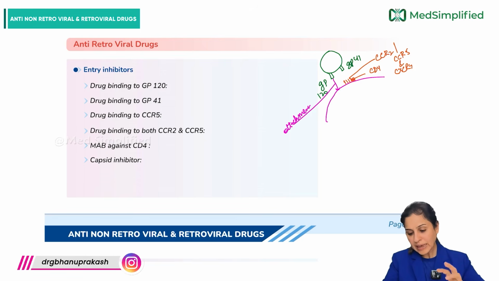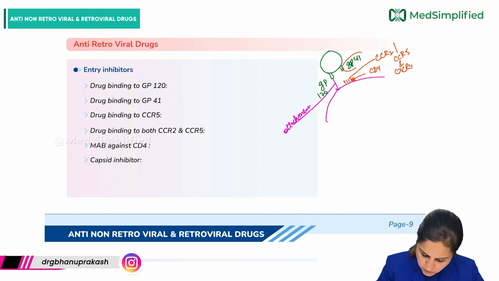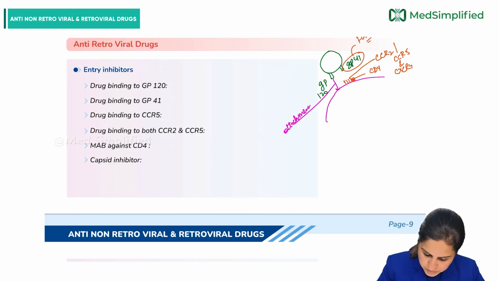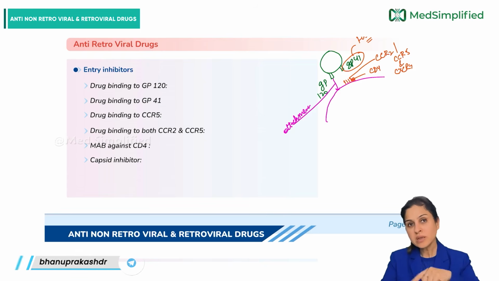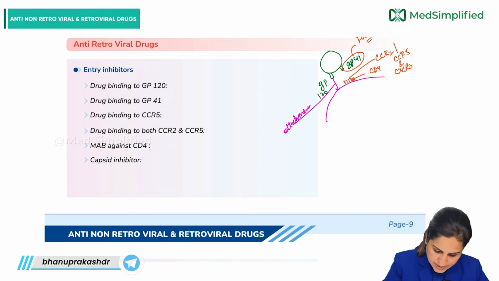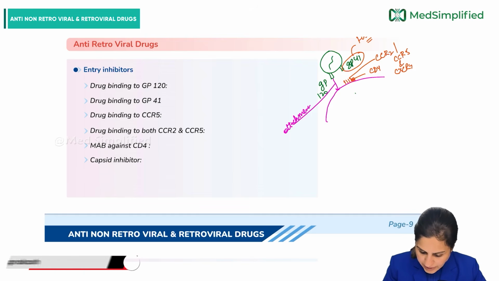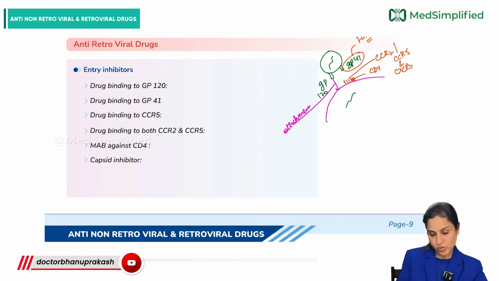So they are helping in the attachment, and ultimately the fusion occurs by GP41. This is important for the fusion to the host cell. So first attachment and then the fusion, and then this virus which contains the RNA will enter inside. Once the fusion is there, this will enter inside the host cell.